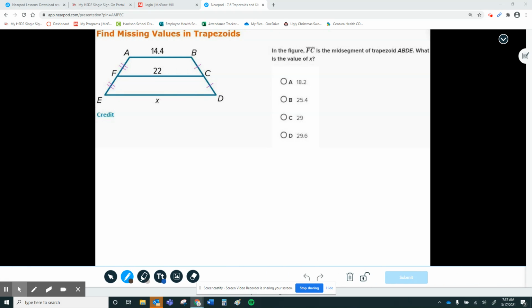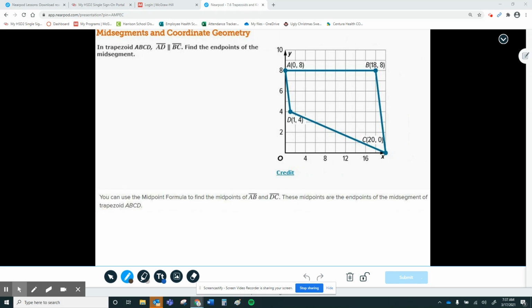All right. They'll also be asking you to find the midsegment on a trapezoid. So what that will look like is you'll have a coordinate plane and you'll have a trapezoid.